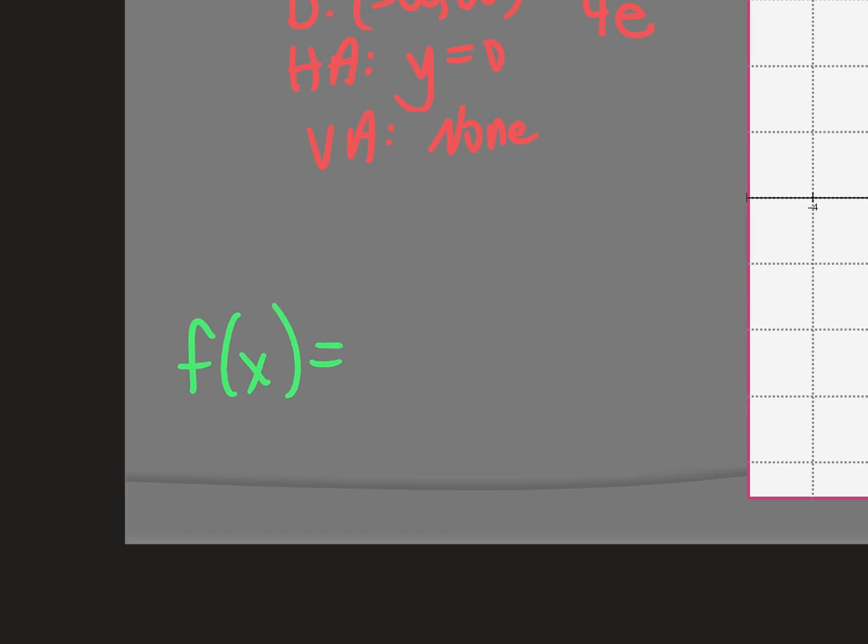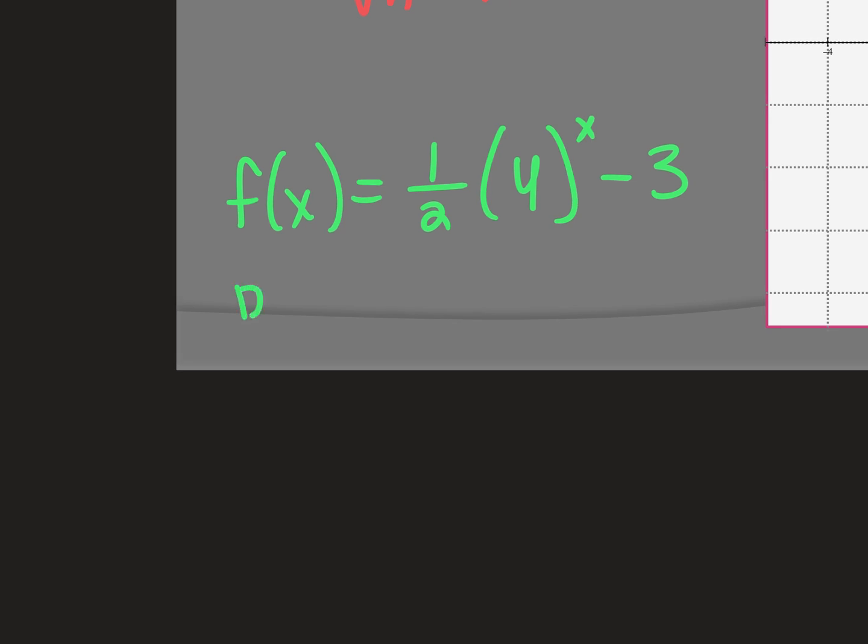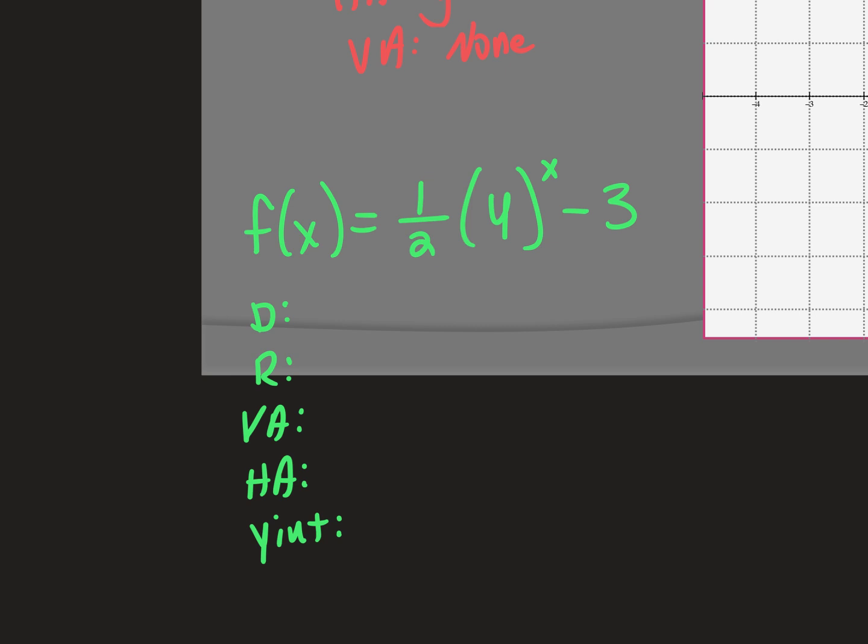F of x equals 1/2 times 4 to the x minus 3. Okay, we're going to find domain, range, vertical asymptote, horizontal asymptote, y-intercept. What's my domain? Perfect. Negative infinity to positive infinity. What is my vertical asymptote? There is not one. Don't get tricked on that.